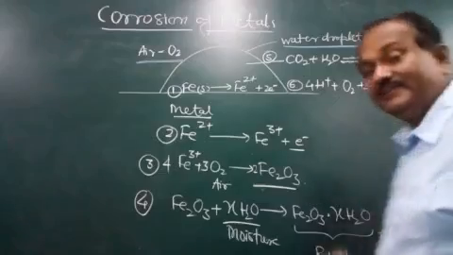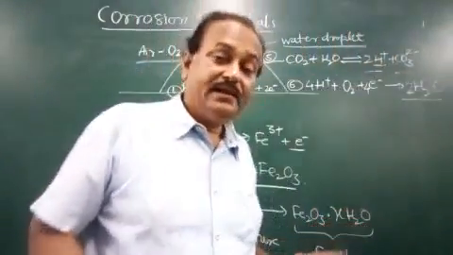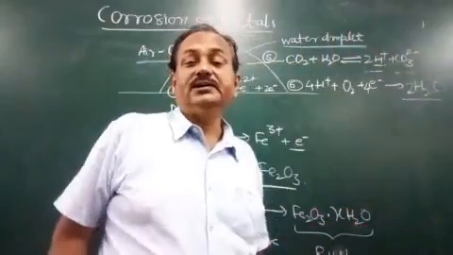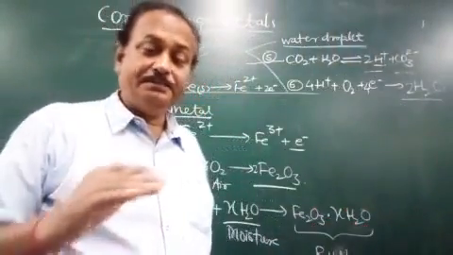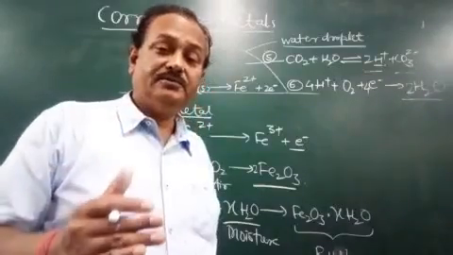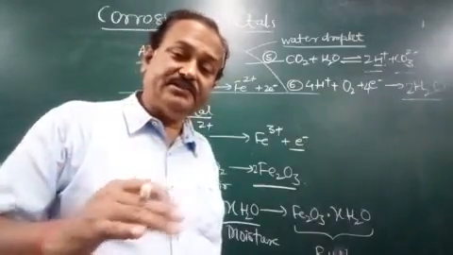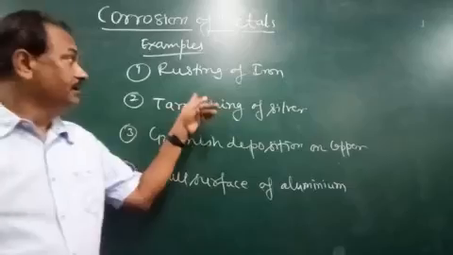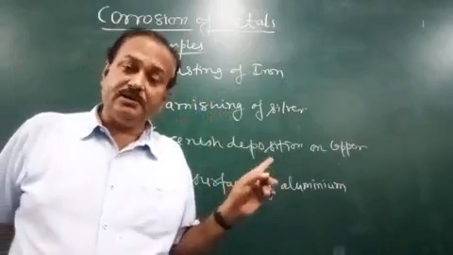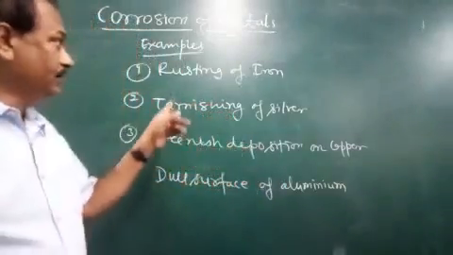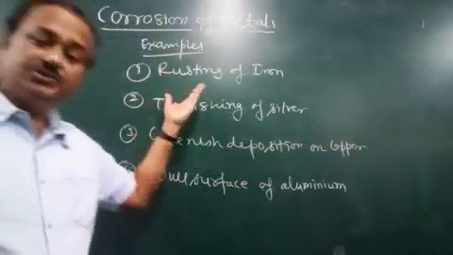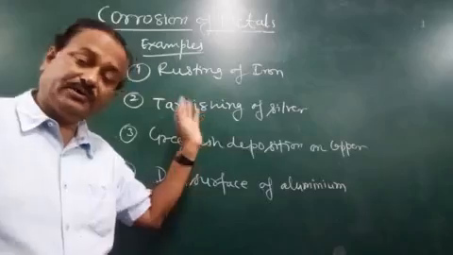So the point is that when there is rusting, the weight of the object becomes more. All the rusted objects weigh much more. These are some of the examples of corrosion. Now, first, as you know, rusting of iron. So rusting takes place.